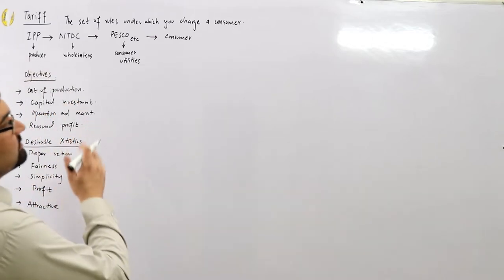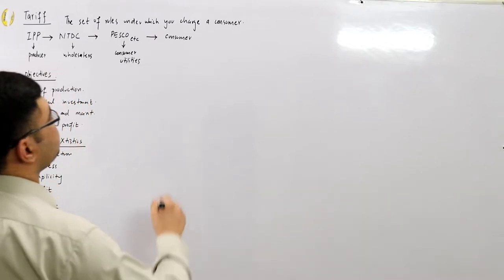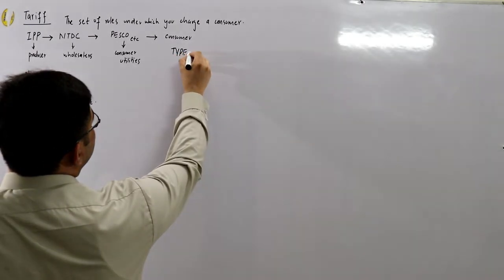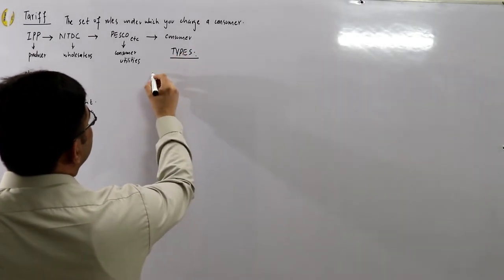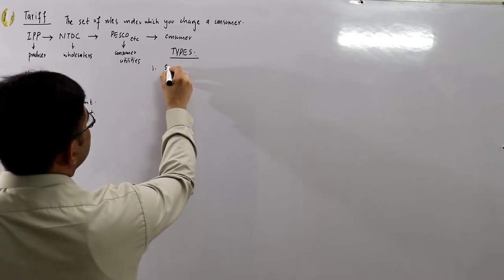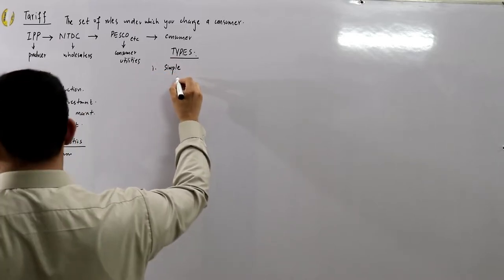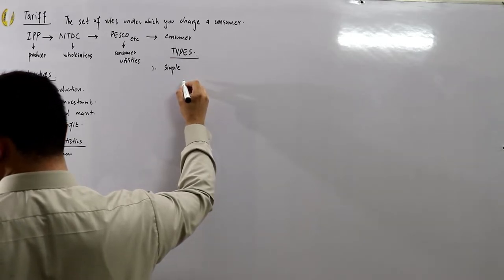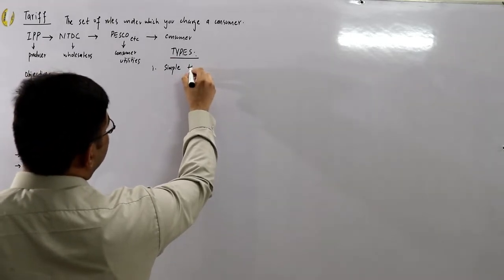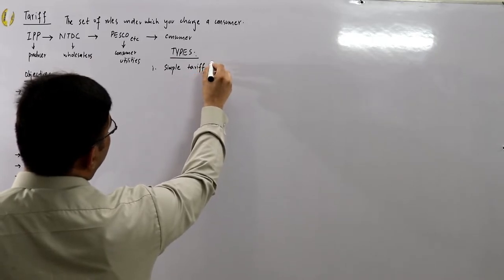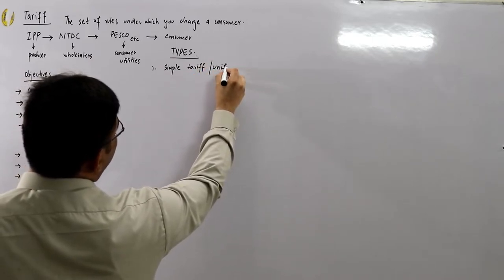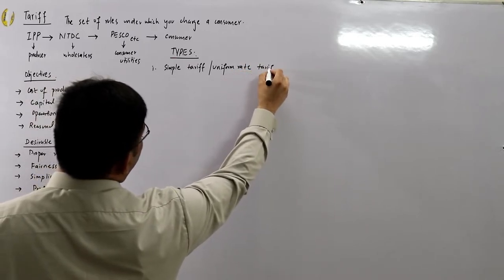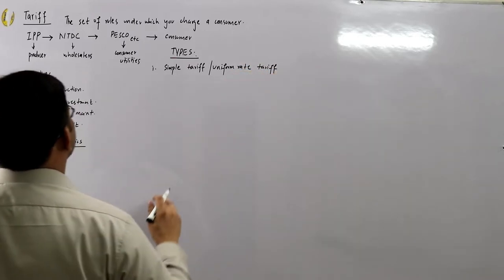So these were some boring things. Anyways, we get to the types of tariff. The first and simplest one is the simple tariff, or uniform rate tariff. This is also called simple tariff or uniform rate tariff. Now, what is this?